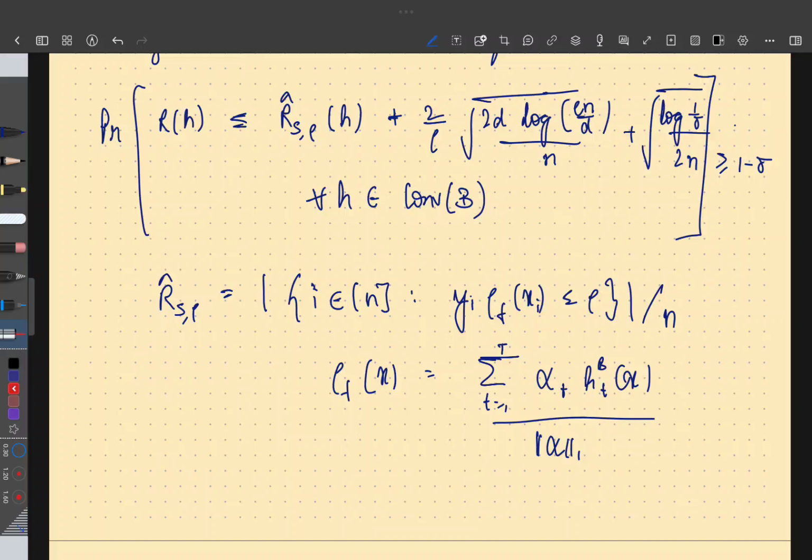So even if the VC dimension keeps growing, if it's somehow possible to show that this particular L1 margin is sufficiently large, then we can obtain a generalization error which behaves like this.